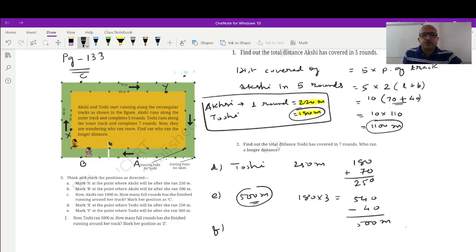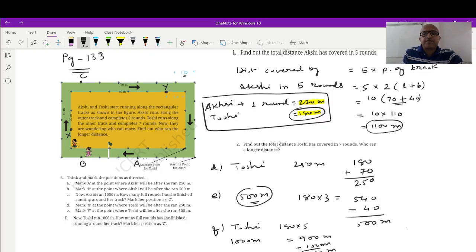Again for Toshi, 1000 meter. Right? How many meters? 1000 meter. So if we do 180 times 5, right? That means 900 meter. So can we add 100 to that to get the 1000? Yes or no? So it becomes 1000 meter. So 5 rounds obviously will complete here.